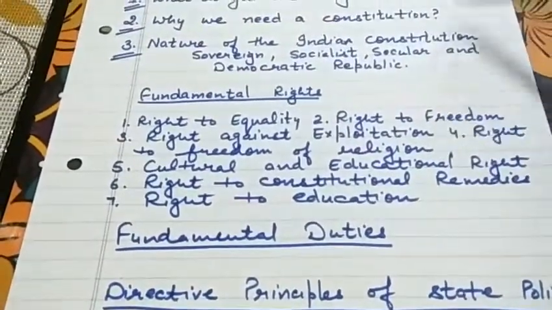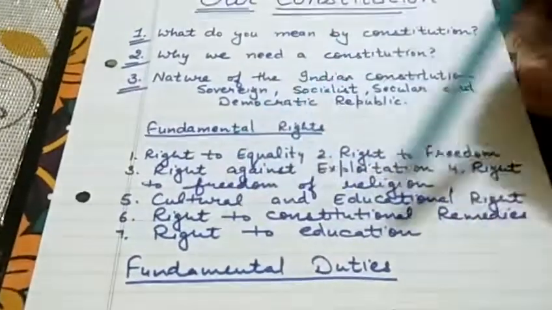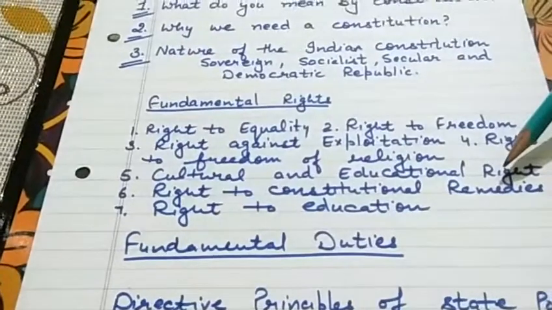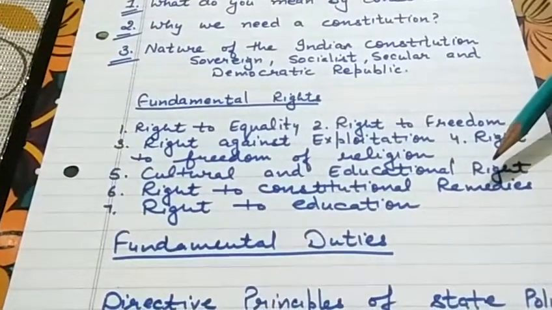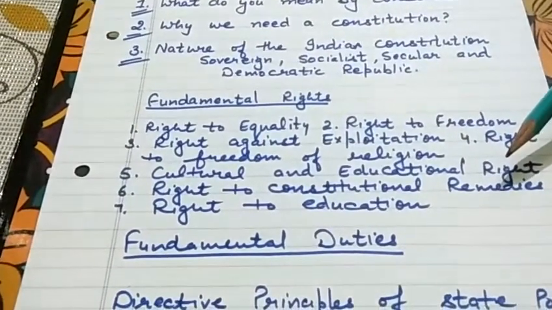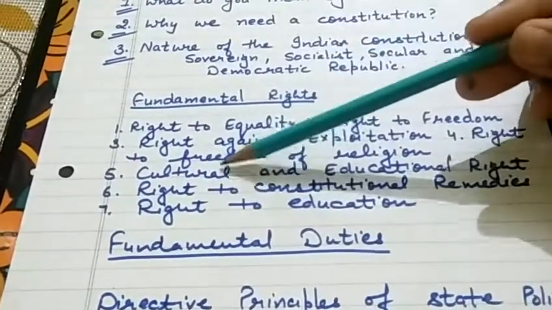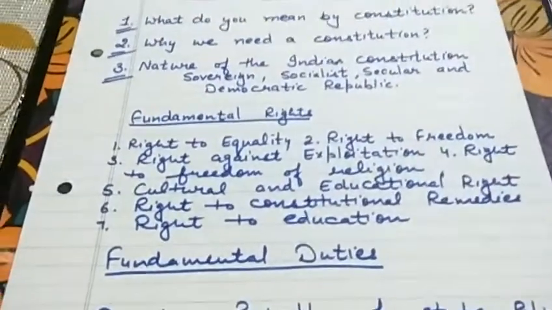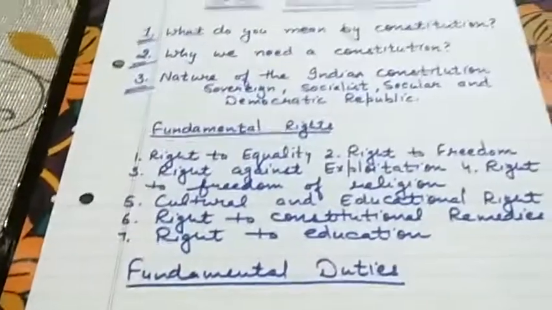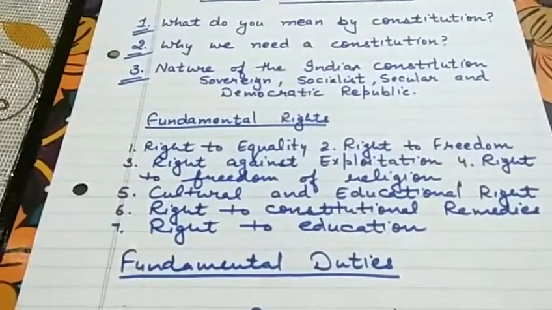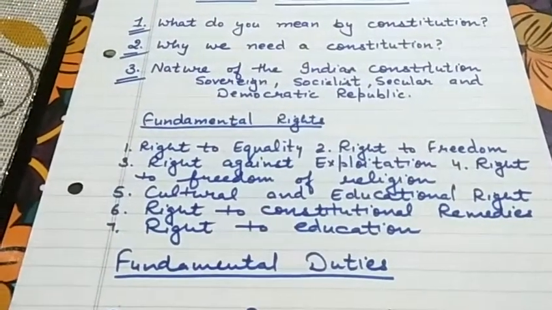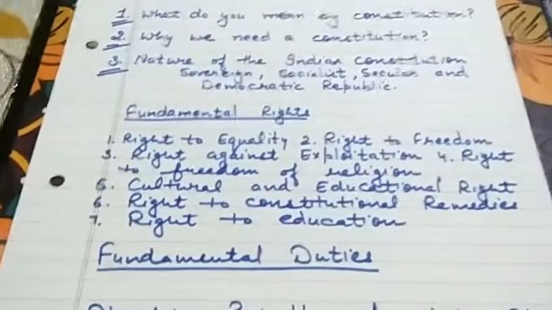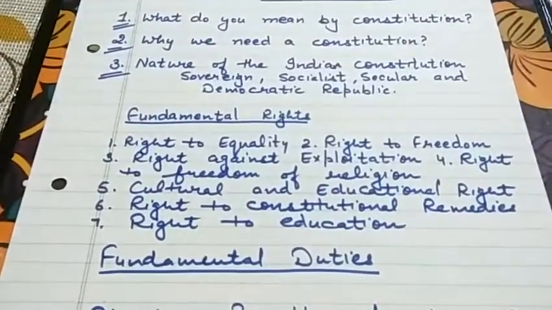So the next is right to constitutional remedies. Every citizen is free to appeal in court if there is a threat to his life or property. Here, number 7 is right to education. Students, according to this right, all citizens in the age group of 6 to 14 years have a right to free and compulsory education. So the next is fundamental duties.